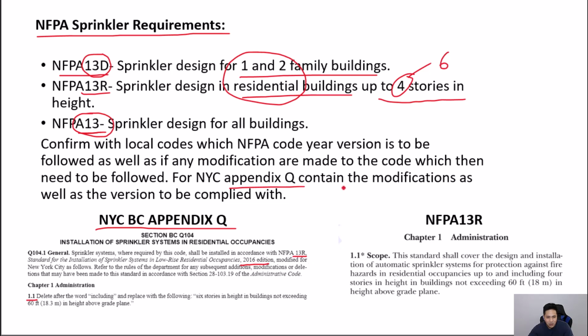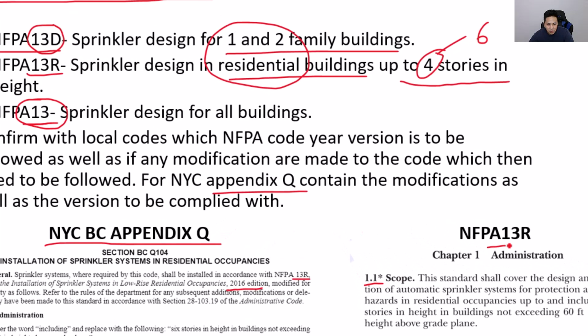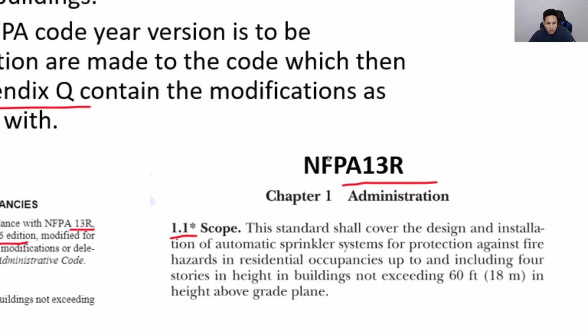So you have to use a combination of these codes as well as any modifications that are made to it, and then you have to apply those codes to your project. So you have to check your local codes for something similar to the Appendix Q in New York City. So I basically took the 1.1 section in the NFPA 13R to basically show you what the actual section states in the NFPA 13R.